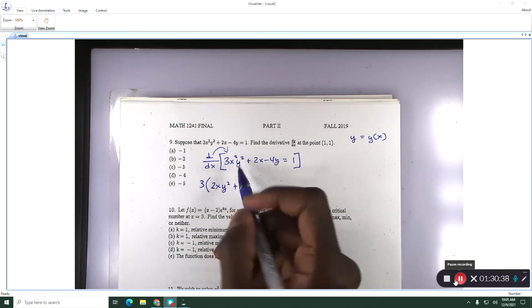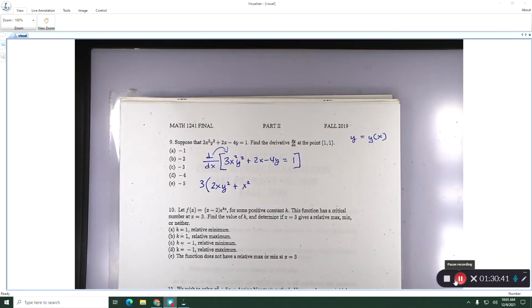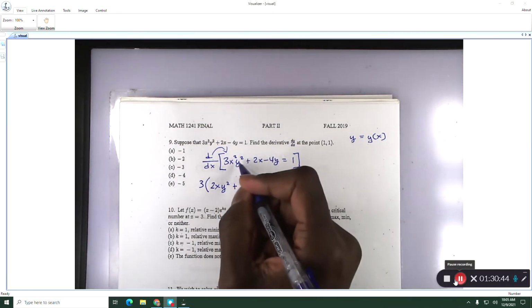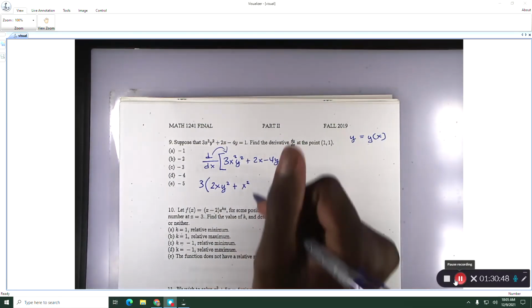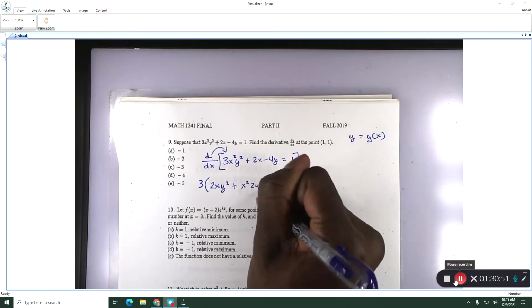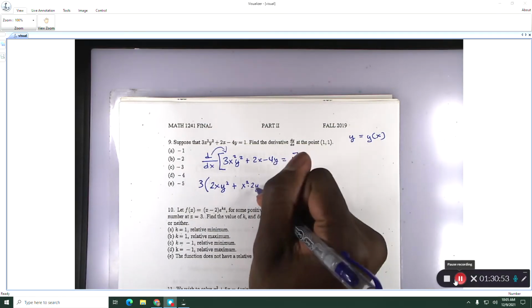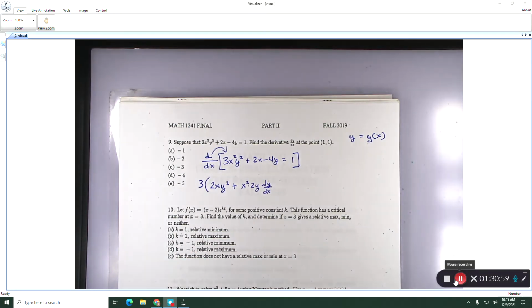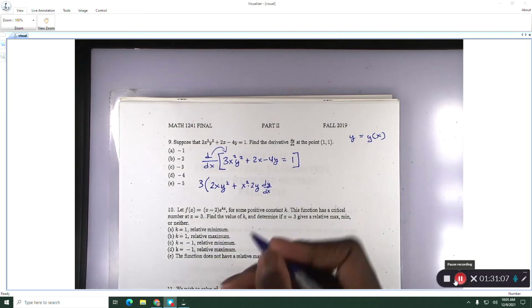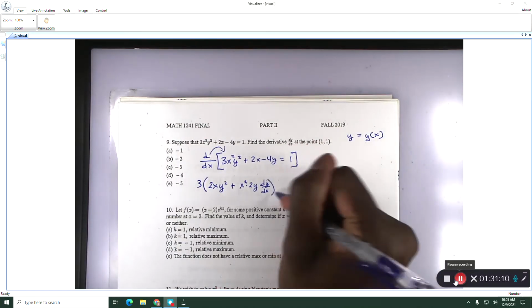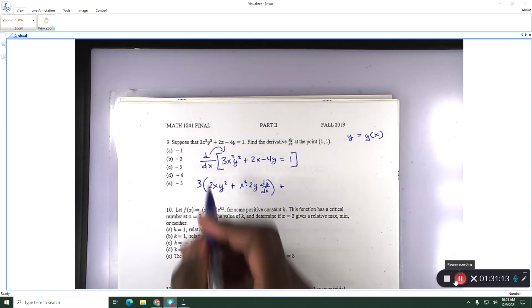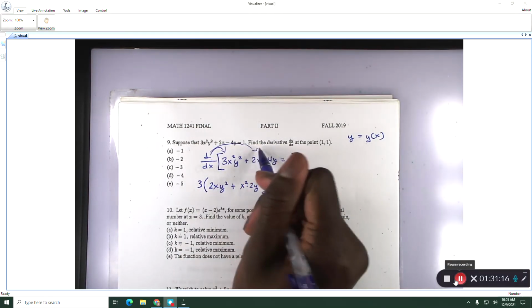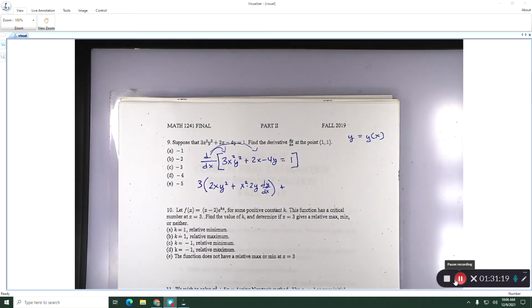Well, this y squared, we're going to have to apply the chain rule. We're going to have to take the derivative of the outer and the inner function. So we have 2y, we're going to multiply that times dy dx. That represents the derivative of our inner function, which is just y. y is being squared on the outside, we took the derivative of that, and we multiplied it. We're done here. Okay, plus, now we're going to take the derivative.